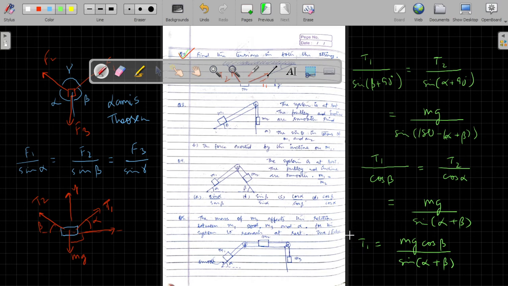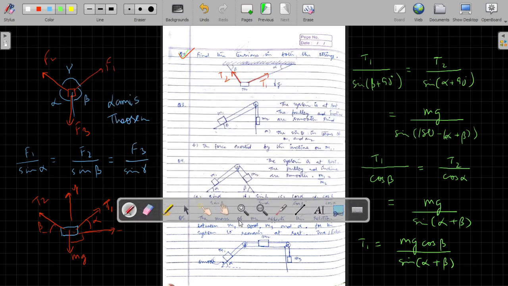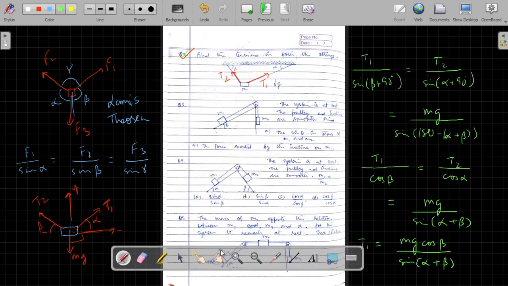So as you can see, we avoided a lot of calculations by using this particular theorem. This is something which can be used sometimes, but not always.